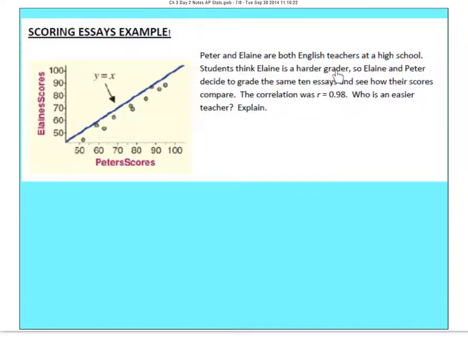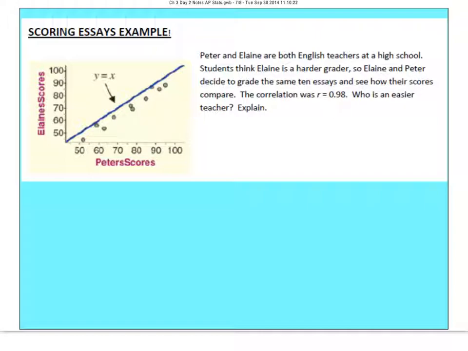In our scoring essay example, Peter and Elaine are both English teachers at the high school. Students think Elaine's a harder grader, so Elaine and Peter decide to grade the same 10 essays and see how their scores compare. The correlation is 0.98. So here we have Peter's scores, and here we have Elaine's scores, and it is the averages of the tests that we're going to see graded. Is it true, based on this graph, that we can conclude Elaine is a slightly harder teacher?